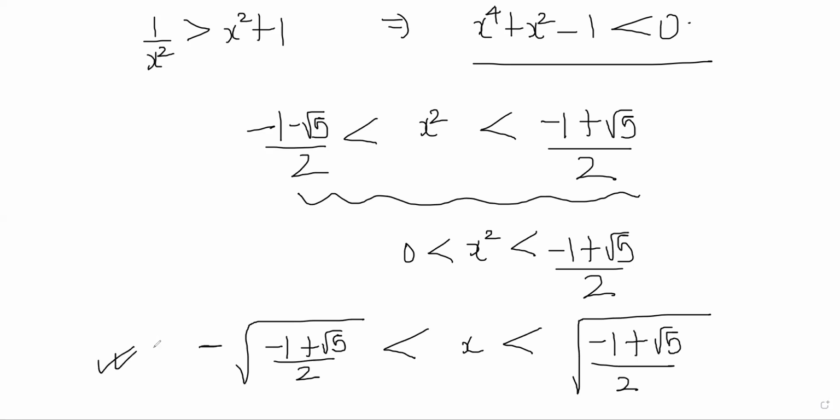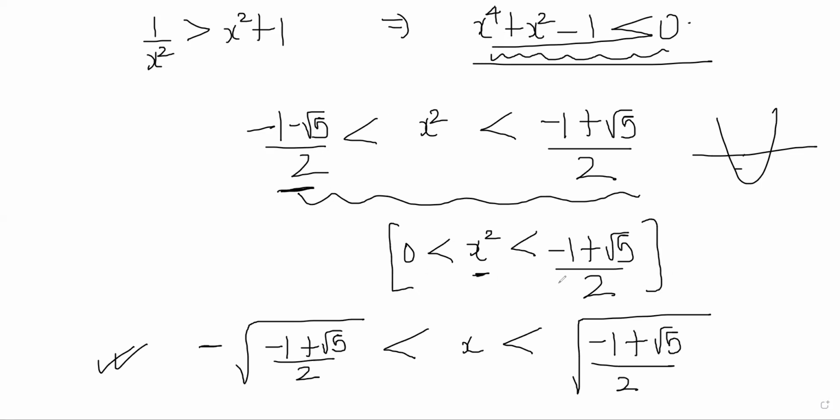So this is my solution, which comes directly from here. This is a quadratic. The solution of this quadratic is, it's an upward facing parabola. So x square has to lie between the two roots of the quadratic, right? For it to be negative. And once you get this is negative, x square will always be positive. So x square has to be less than this. So that implies this, right?